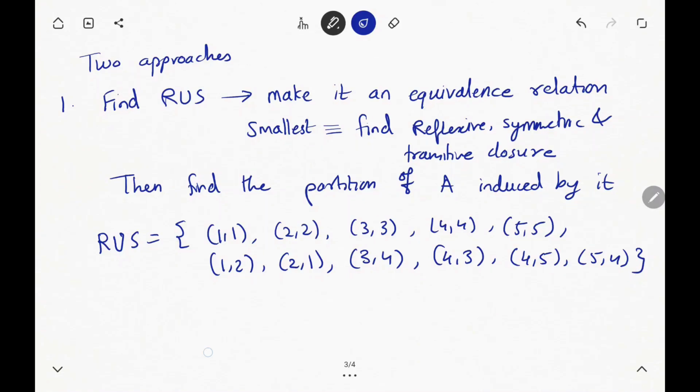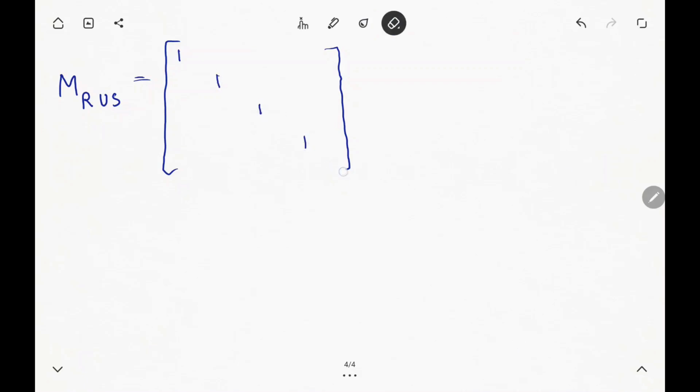Firstly, by observation, you can see that all the reflexive pairs are there. But still, let's draw it as a matrix. In the matrix, you can first draw the entire diagonal. We'll need a 5 by 5 matrix. All the diagonal elements are ones. That is a starting point. We can say (1,2) and (2,1) is there. We'll mark that. (3,4) and (4,3) is there. We'll mark that. (4,5) and (5,4) is there.